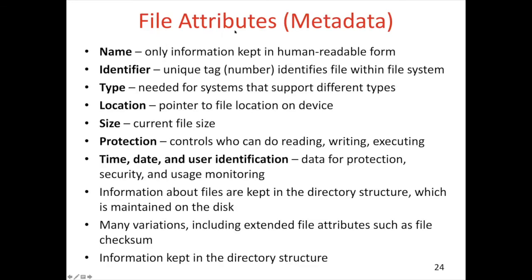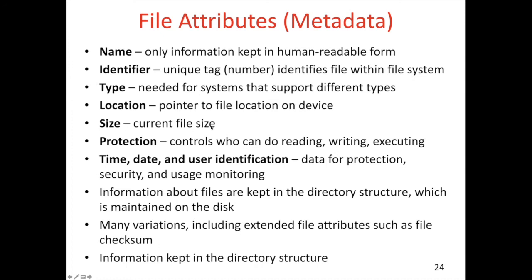File attributes, which are the metadata for the files. It has name, which is the only information kept in human readable form. Identifier, a unique tag, number, identifies file within file system. Type, this is needed for systems that support different types. Location, pointer to file location on device.